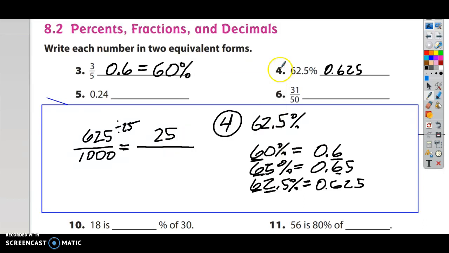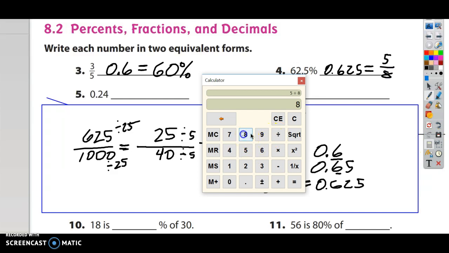It's 625. And then I'm going to divide 1,000 by 25. Well, 25 goes into just 100 4 times, so annex of 0, it's going to be 40. And I'm going to divide these by 5 to simplify it further, and I'm going to get 5 over 8. And I can prove that on a calculator as well by going 5 divided by 8. I should get 0.625, and I do.